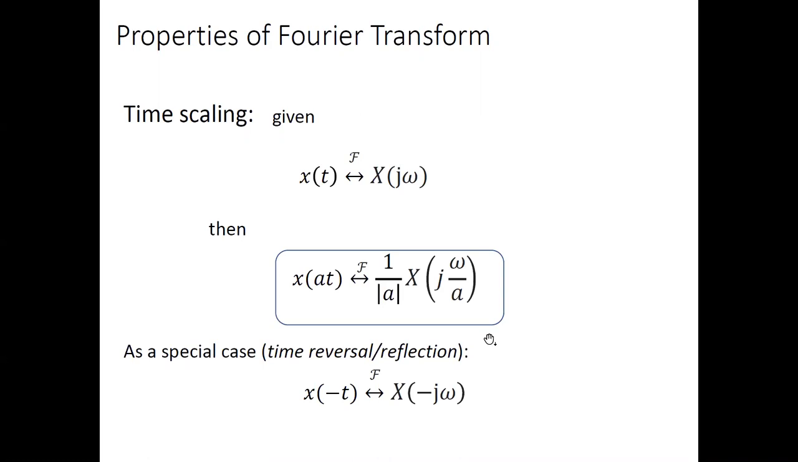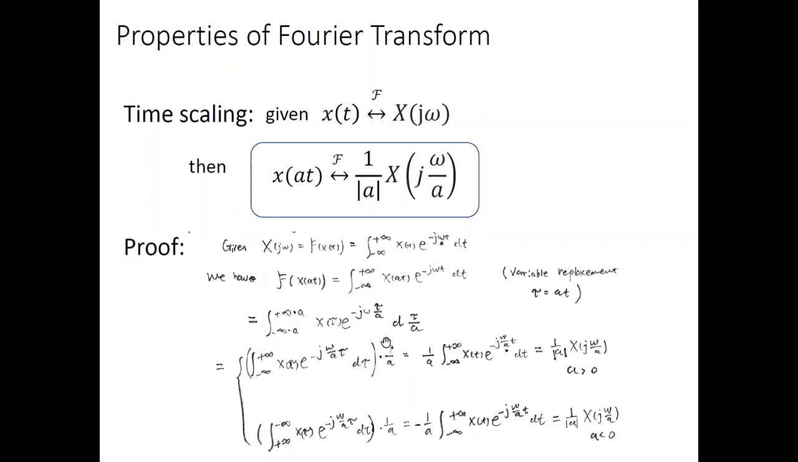As a special case, if we consider a equals minus 1, we have x of minus t, which is the time reversal, time reflection. Applying this general result, 1 over the absolute value of minus 1 is 1, so the coefficient is just 1. And omega divided by minus 1 is minus omega, so we get X of minus j omega. So that's the special case of how to obtain the Fourier transform of a time-reversed signal.